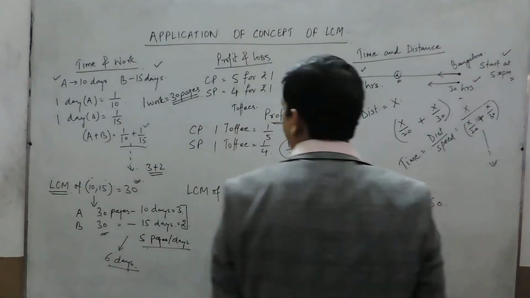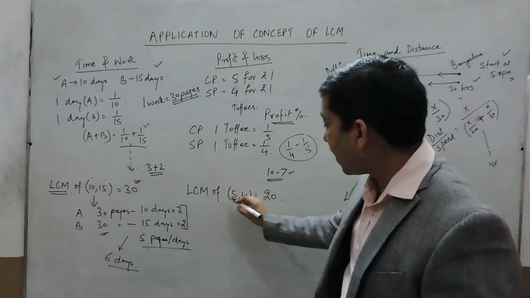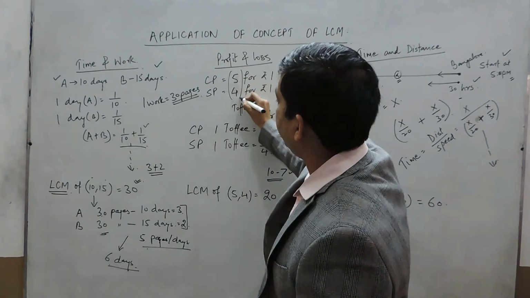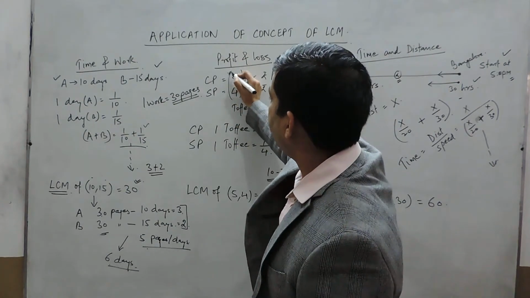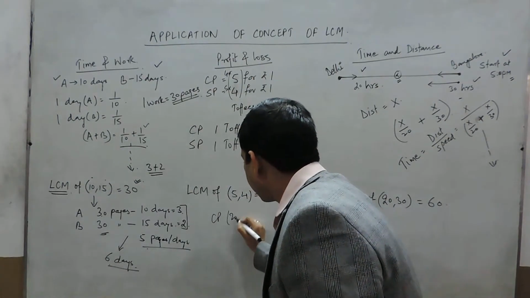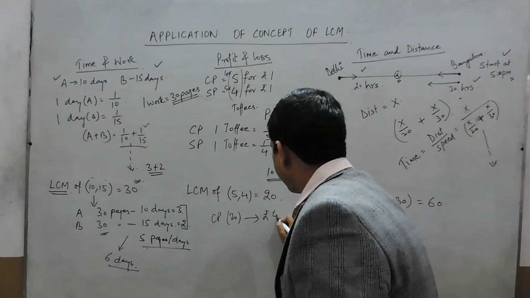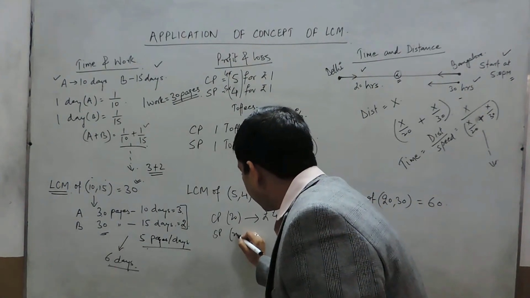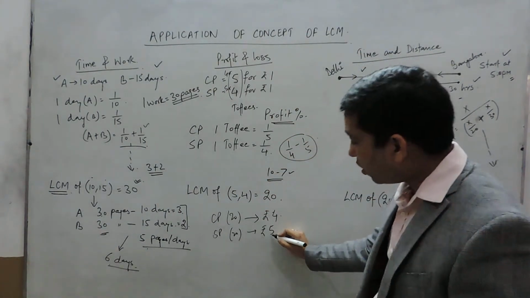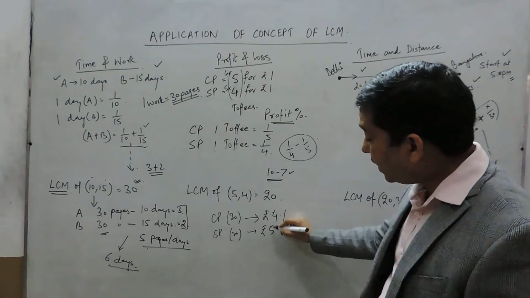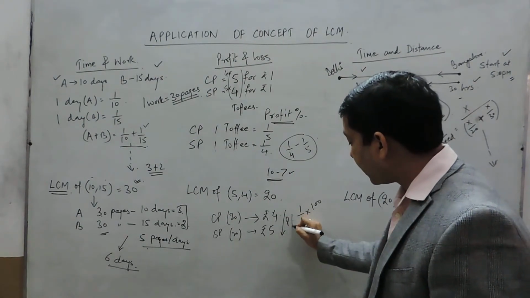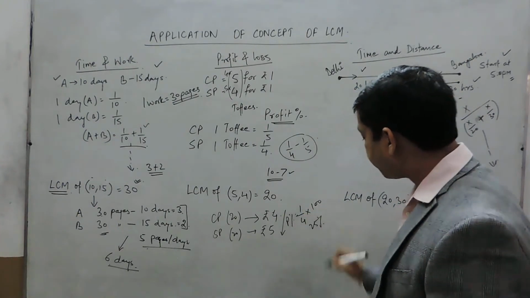In the same way, if we look at this example, we know the LCM of 5 and 4 is 20. So we are equating the number of toffees to 20. If we multiply this by 4 and this by 5, then the cost price of 20 toffees comes out to be rupees 4 and the selling price of 20 toffees comes out to be rupees 5. Now we have to subtract the whole numbers, so the profit is 1 upon 4 multiplied by 100. So the profit percent comes out to be 25%.